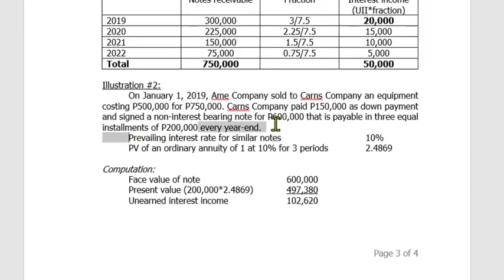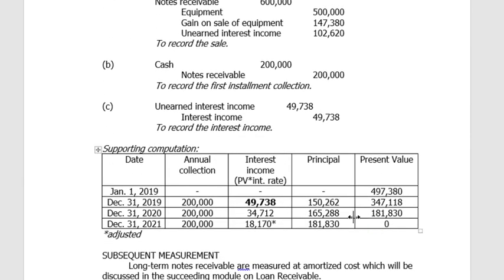Ito, prevailing interest rate for similar notes is 10%. So, 497,380 times 10% is 49,738. So, therefore, the interest for the first year or dun sa unang year of collection is 49,738. So, doon sa binayad na 200,000 sa'yo on December 31, 2019, 49,738 doon ay interest. And ibawas mo lang yon, 200,000 minus 49,738 is 150,262. Ito yung for the principal.